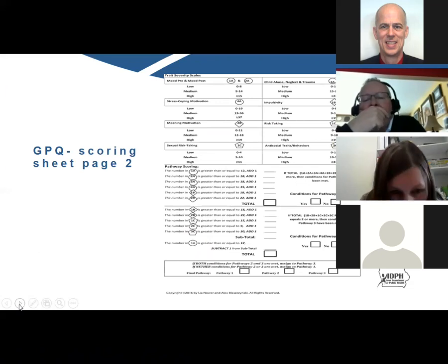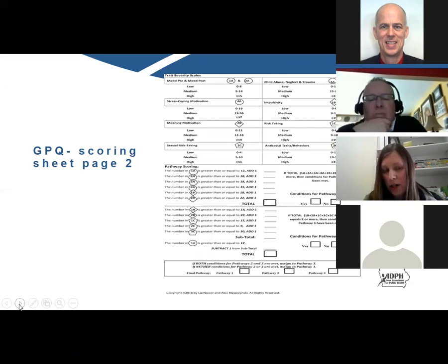I think it says if a person scores 3 or more, then the conditions for pathway 2 haven't been met. But you want to fill out the whole thing, because on the very bottom here, it tells you if both conditions for pathway 2 and 3 have been met, then assign pathway 3. If neither have been met, then assign pathway 1. So you're going to have to fill out this whole thing.